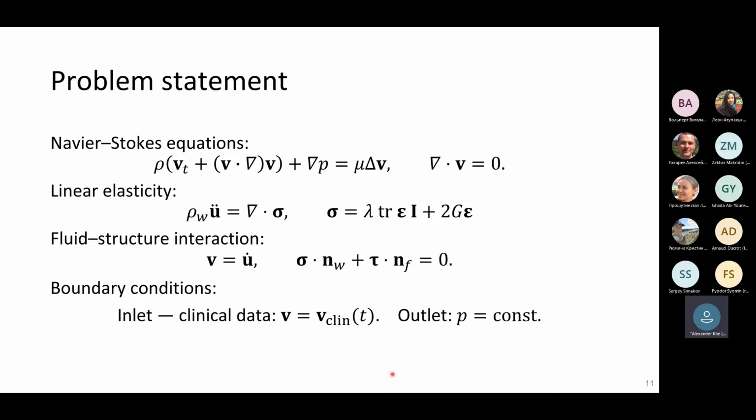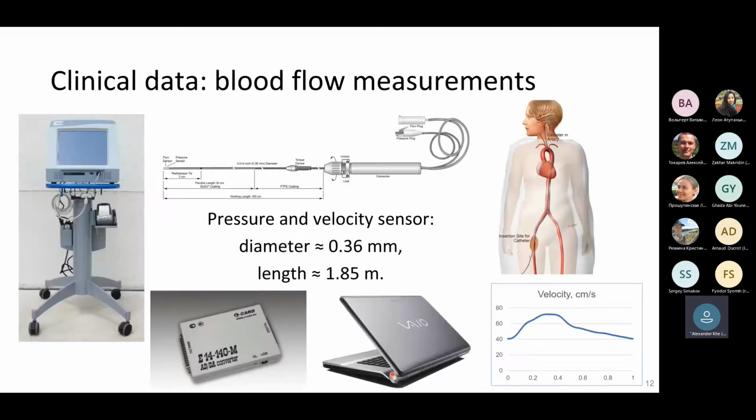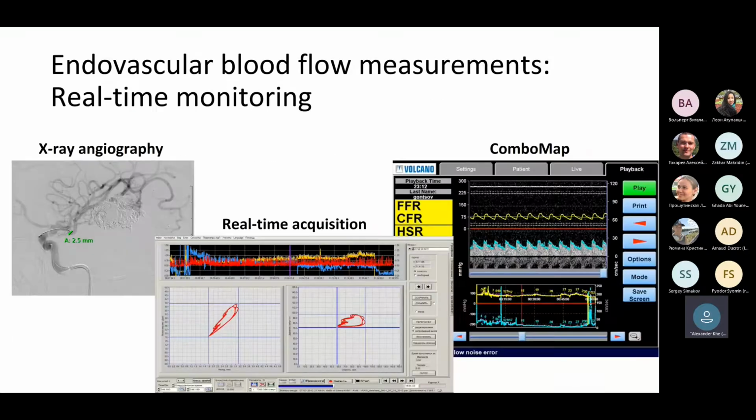As for boundary conditions, in a number of cases we used clinical data, which could be obtained, for example, from intraoperative measurements. For example, at Meshalkin Medical Center, we used the Volcano ComboMap endovascular measurement system, which has a dual sensor measuring pressure and velocity. This is a very thin, tiny sensor placed into the area of interest, and with such a system, one can get velocity and pressure inside the flow. For example, this on the left is X-ray angiography, which is used to control the measurement site.